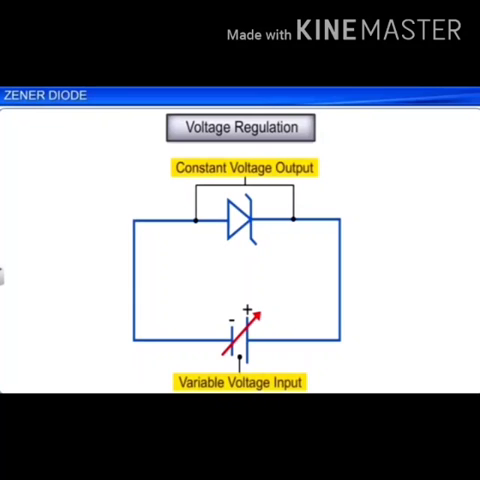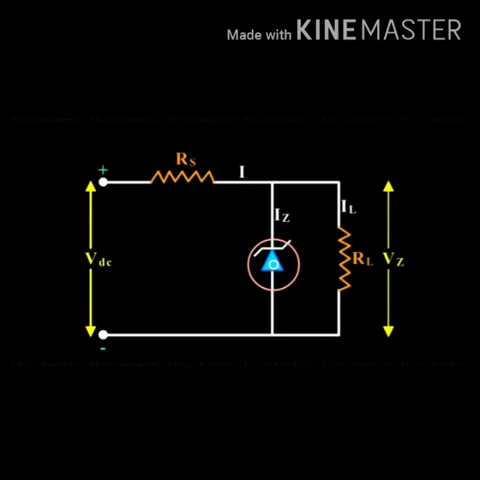In this circuit, the input voltage VI is regulated at a constant voltage VZ using a Zener diode. The output is represented as V0. The output voltage is maintained constant as long as the input voltage does not fall below VZ.